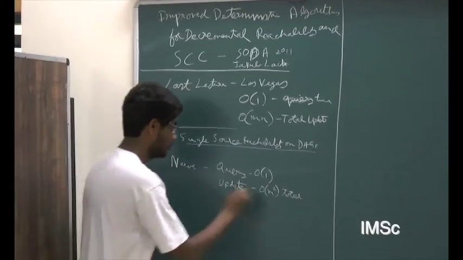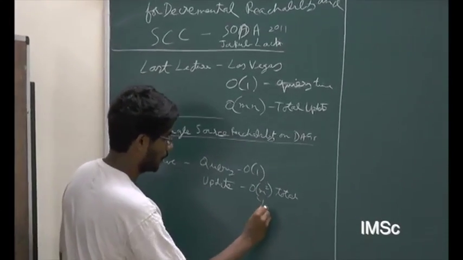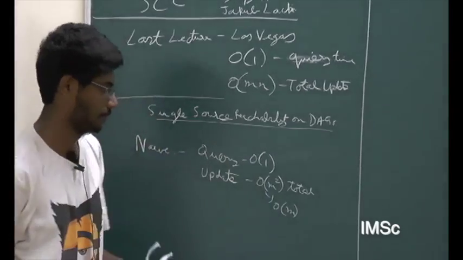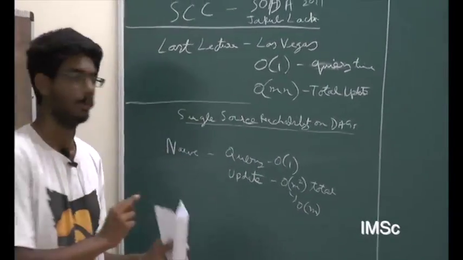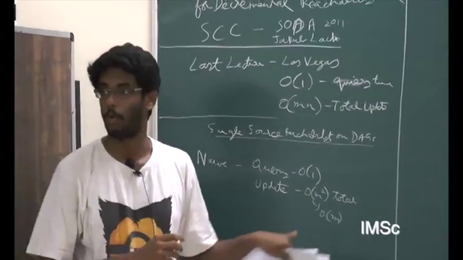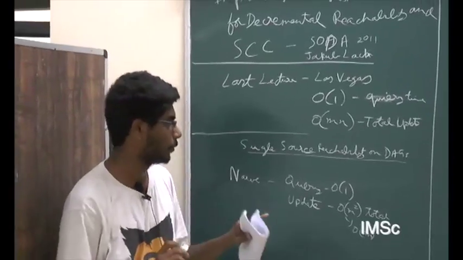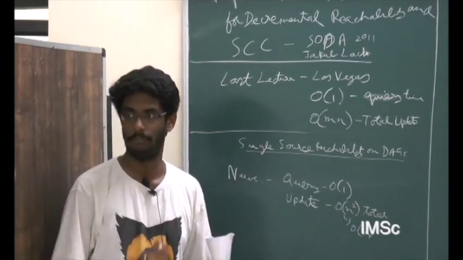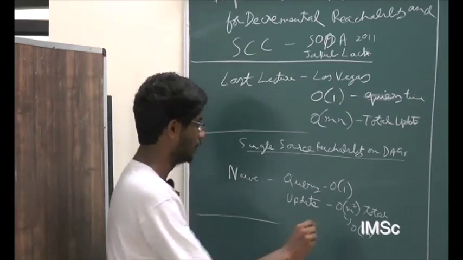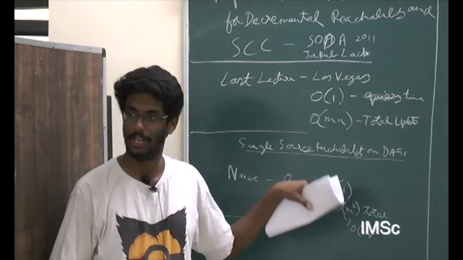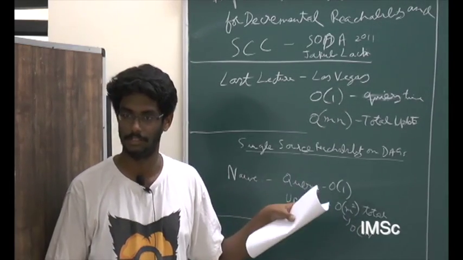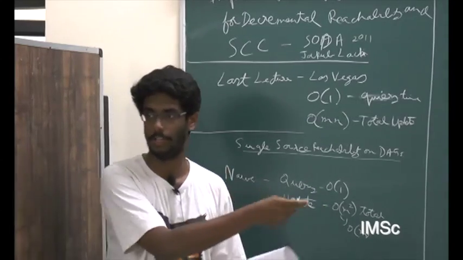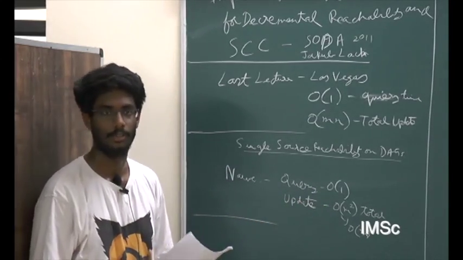We'll improve this to order m. So this is what we'll be looking at right now: order m total time for single source reachability. Then we'll use this on every vertex, so that's order mn transitive closure. We'll get to that after this.